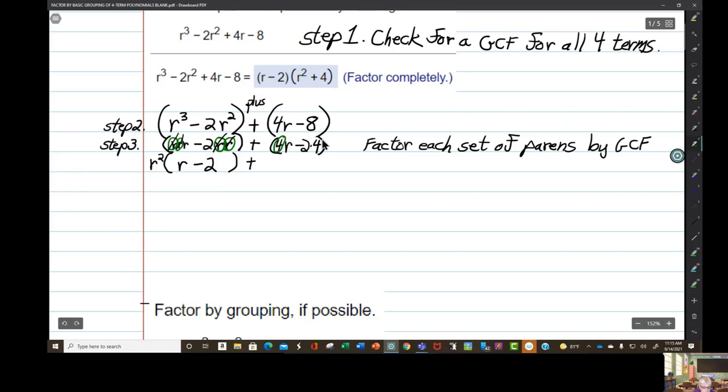4 and 4. So we're going to pull the GCF out front. Mark through the circled numbers here. And then I can see pretty clearly what my leftovers are. R minus 2. Okay, we're ready for step 4.